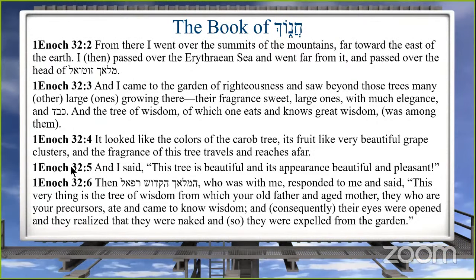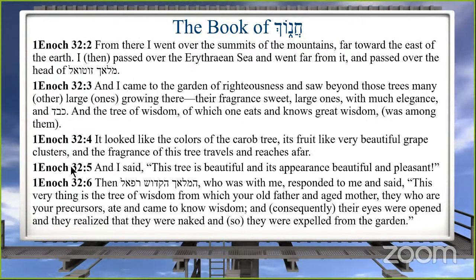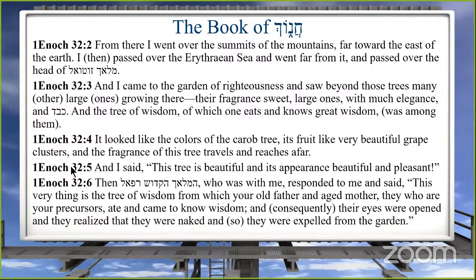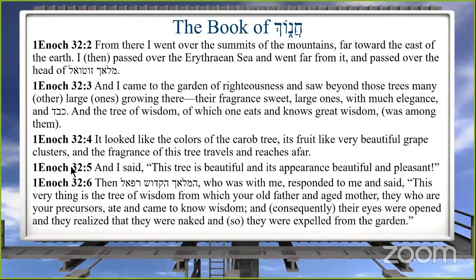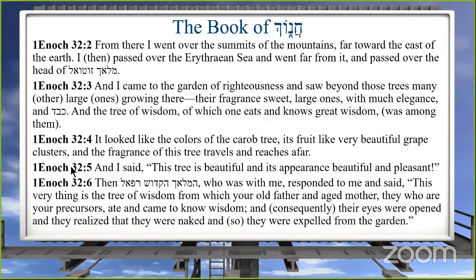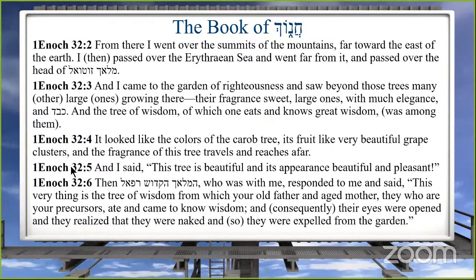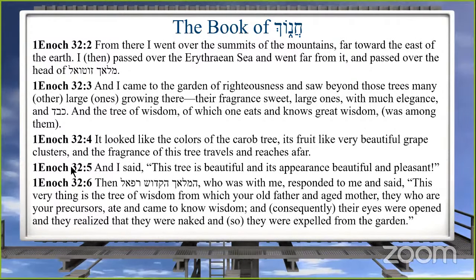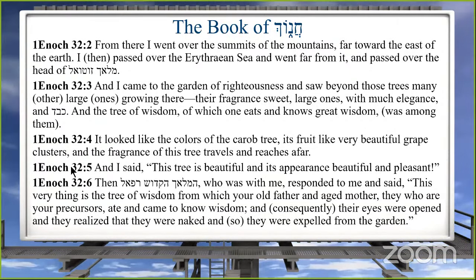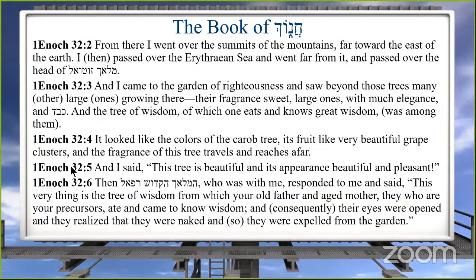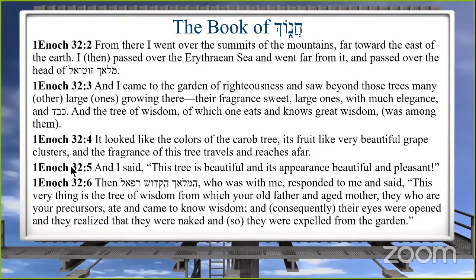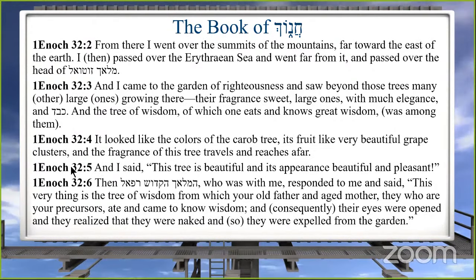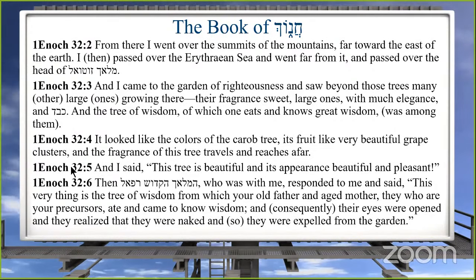And I came to the Garden of Righteousness. And I saw beyond these trees many other large ones growing there, their fragrance sweet, large ones, which much elegance and esteem, or Chabod, and the tree of wisdom, of which one eats and knows great wisdom, was among them. It looked like the color of a carob tree, like very green leafy tree.